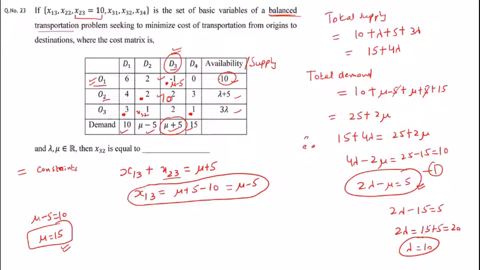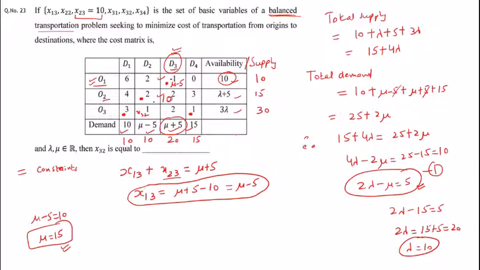So I got this 10. So this is 10 plus 5, 15. This is 3 into 10, 30. This is 10. This is 15 minus 5, 10. This is 15 plus 5, which is 20. And this is 15. So I got all the supplies and demands.